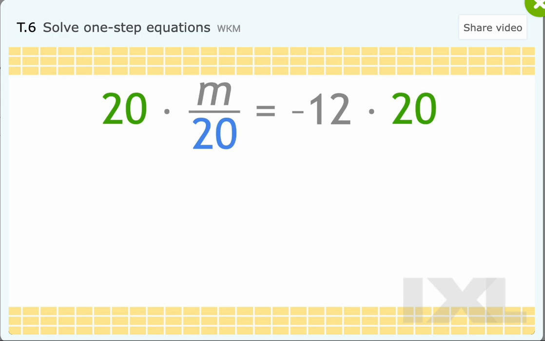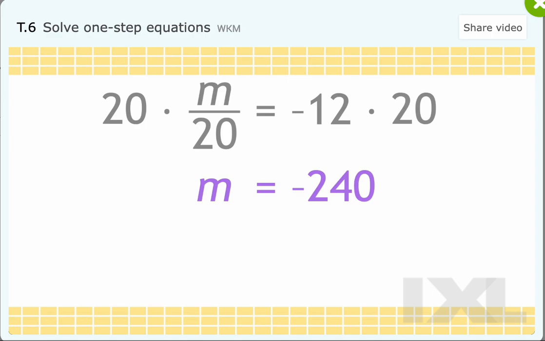Since multiplication undoes division, the 20s on the left side of the equation cancel each other out, leaving us with m. On the right side of the equation, we have negative 12 times 20. Remember, when we multiply integers with different signs, the product is negative. That means negative 12 times 20 is negative 240, so m equals negative 240.